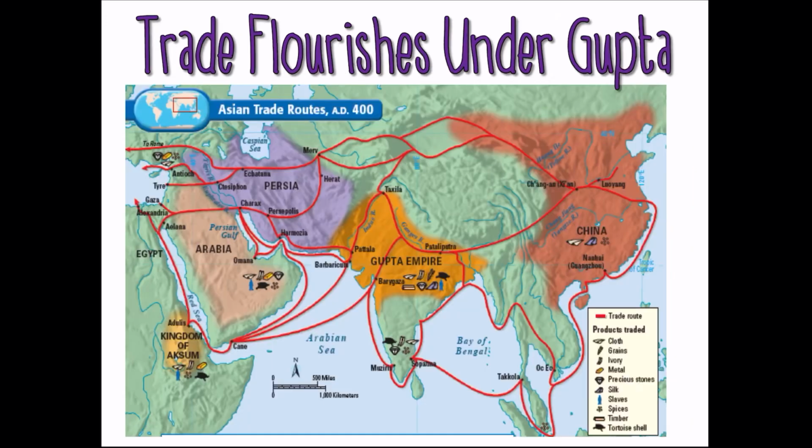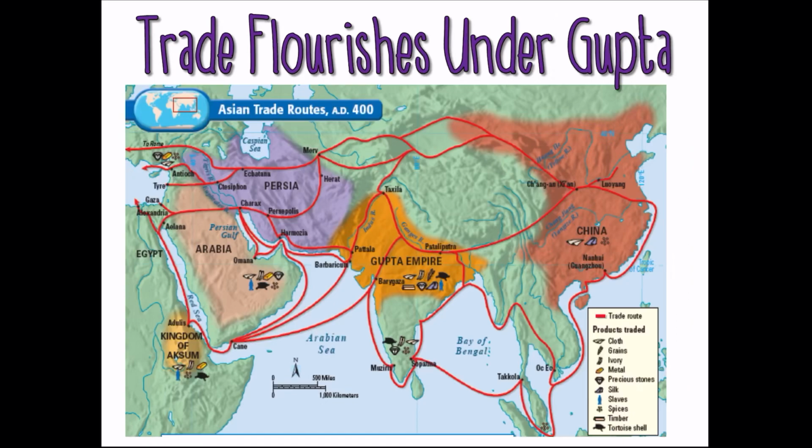Okay, trade. This map is going to show you some trade routes. You can see all the red lines there are trade routes throughout Asia, and you can see some of the trade goods that were exchanged along them. We're actually going to talk a lot more about trade when we get into our next unit on China. But I just wanted to give you a little bit of a visual here.